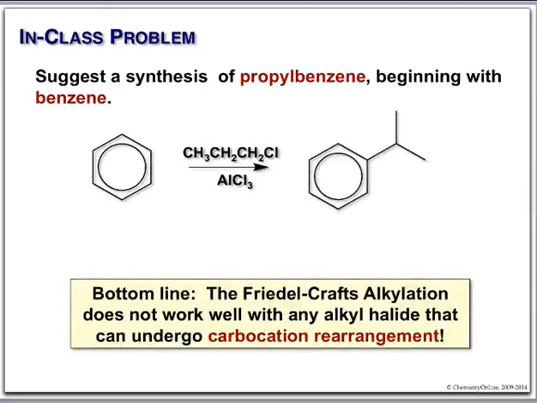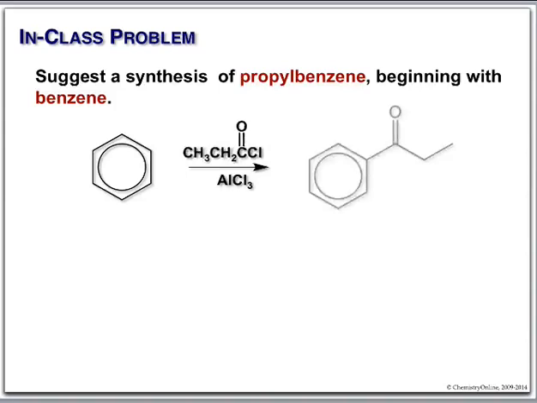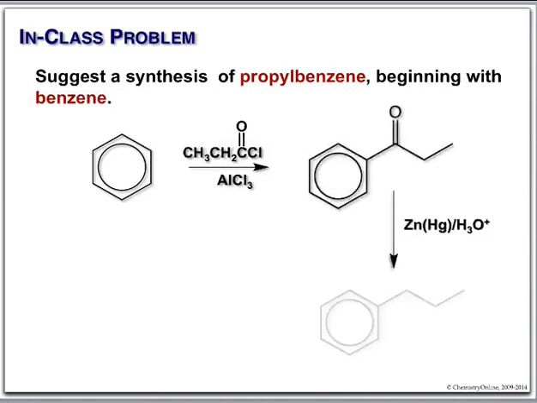Therefore, instead of using this, if we simply used propanoyl chloride, standard Friedel-Crafts, we would make this aryl ketone, wouldn't we? Once we make the aryl ketone, how do we get propylbenzene? We do the Clemmensen reduction.